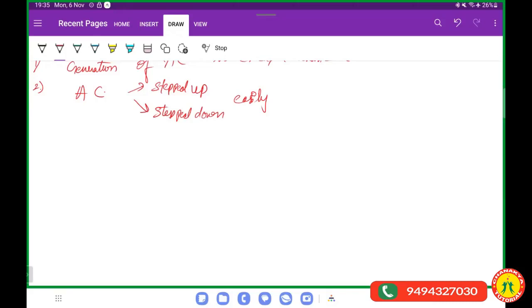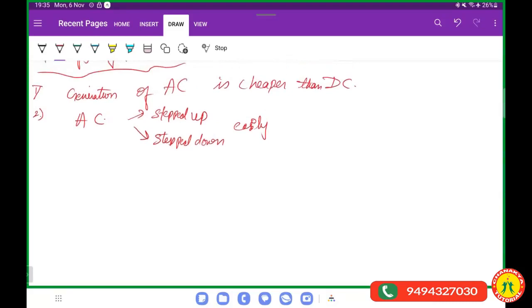It can be transferred over long distances without any energy loss. Yes. Let's write that. Long distance transmission. Not without any energy loss. There is an energy loss. When there is a copper, there is a copper loss. No, I said without much energy loss. Long distance transmission is possible.